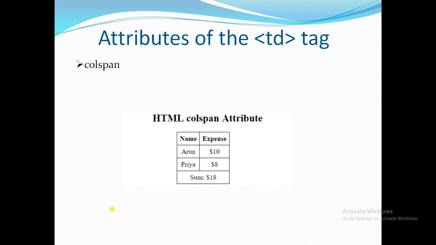Then we have the colspan. This attribute is applied when a single cell is extended to more than one column. So you can see there is one column and we have extended the column to two columns. So you can see over here, this is an example. Instead of one, we are having two columns at the top.